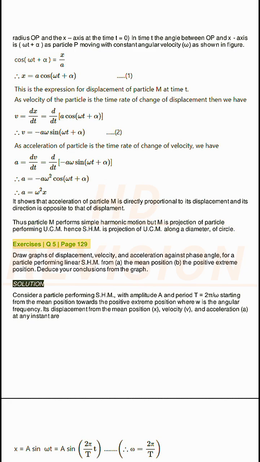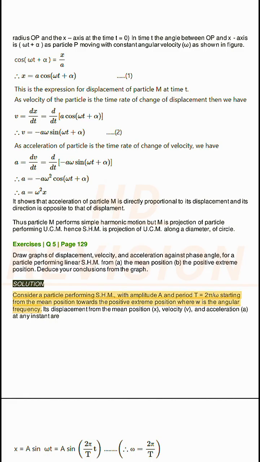Exercises Q5, page 129. Draw graphs of displacement, velocity, and acceleration against phase angle, for a particle performing linear SHM from A, the mean position, to B, the positive extreme position. Deduce your conclusions from the graph.